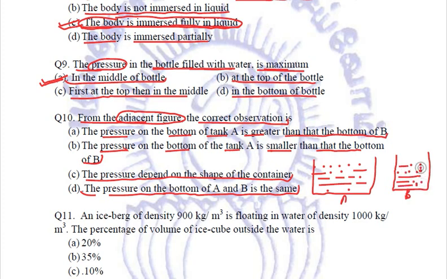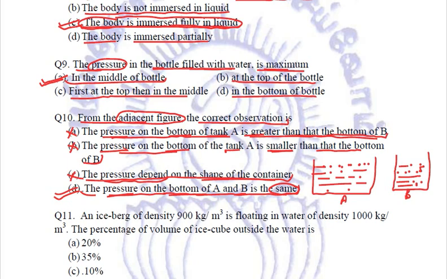Now let us try to relate the question and the options again. The pressure on the bottom of tank A is greater than that of the bottom of B. It's not like that. The pressure on the bottom of tank A is smaller. No, because the pressure does not depend on the shape of the container. And that is why B is the correct option, that the pressure on the bottom of A and B is the same. Got it?